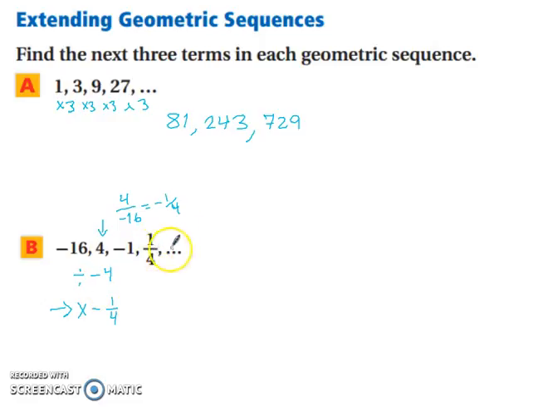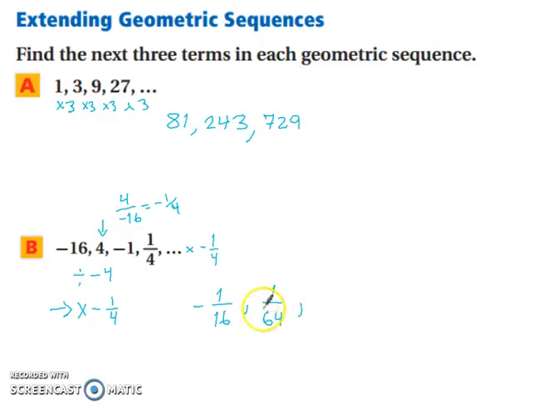So now we want to take our 1/4, and we're going to multiply that by negative 1/4. So 1/4 times negative 1/4 is going to leave us with negative 1/16. And now we're going to multiply this by negative 1/4. And that's going to give us a positive, since a negative times a negative is a positive. So we're going to have a positive 1 over, and then 16 times 4 is 64.